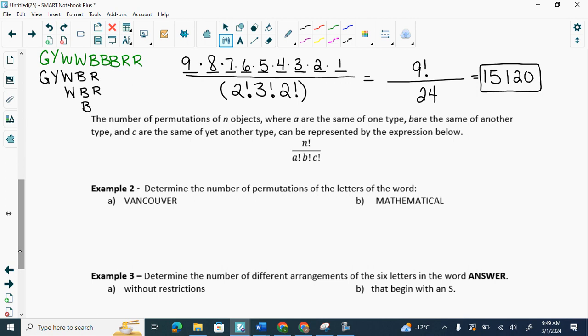So it says determine the number of permutations of the word Vancouver. Does it say I start with a B? Start with a vowel? End in a consonant? Middle letter has to be A? Does it say anything? No. So the first thing we're going to do is rewrite the word Vancouver. So let's go.